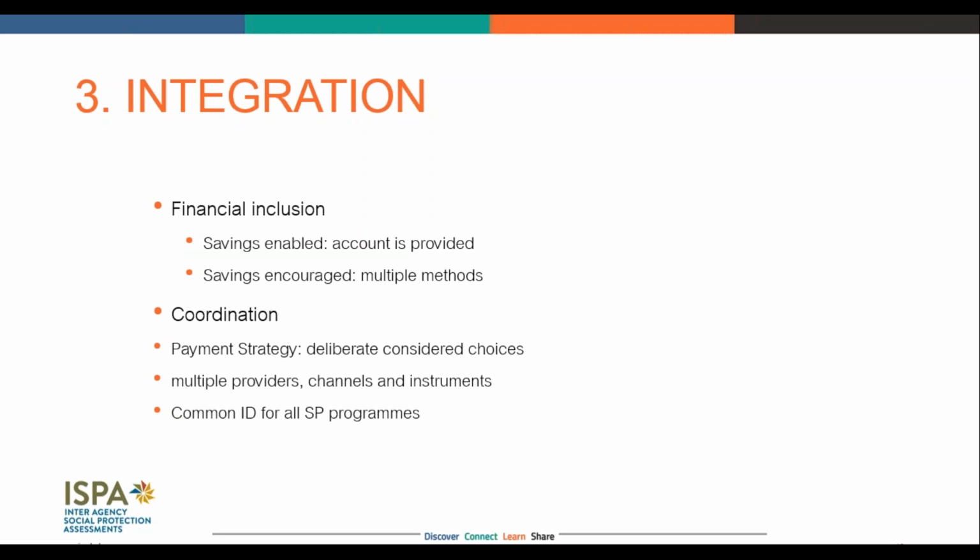In 2012, the New America Foundation carried out a survey of 84 social protection programs across 43 countries, entailing 74 million beneficiaries, and they found that 64% of these programs were actually paying to an account. After paying to an account, the next thing is actually supporting the use of that account.